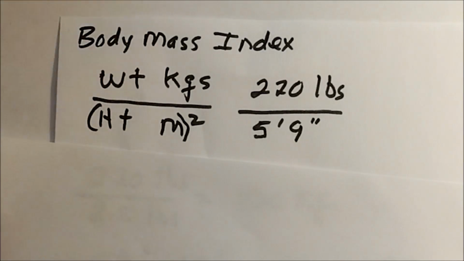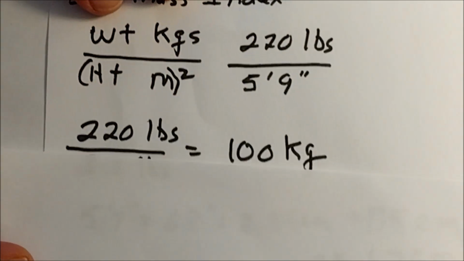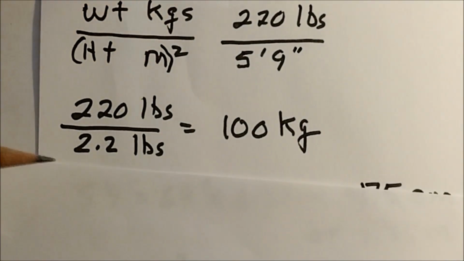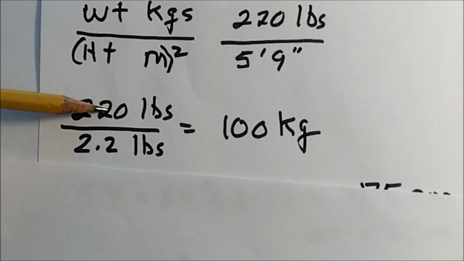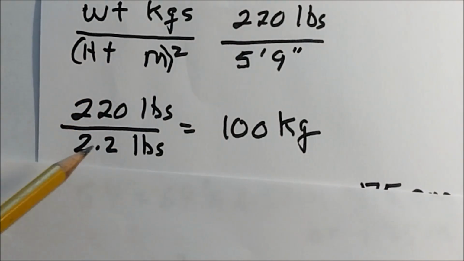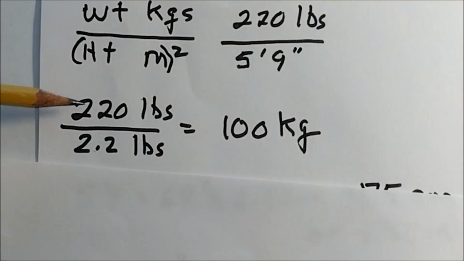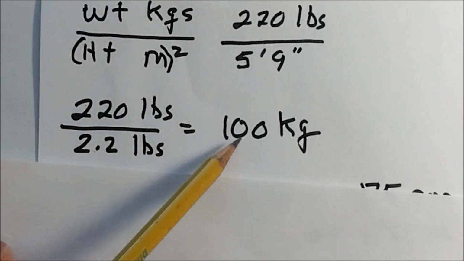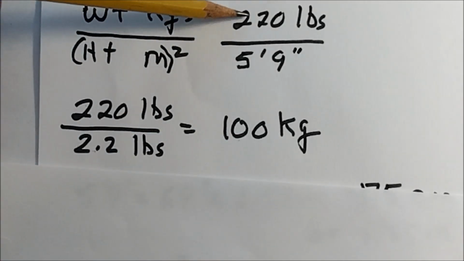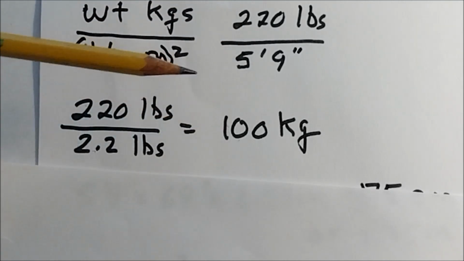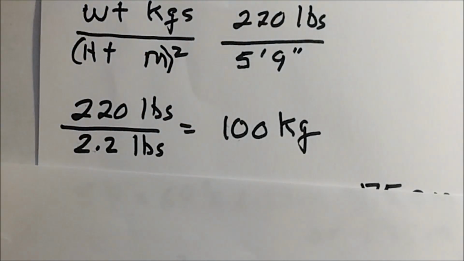Okay, now the next thing we have to do is change the pounds into kilograms, and you do that by dividing by 2.2, because there's 2.2 pounds in a kilogram. So 220 divided by 2.2 equals 100 kilograms. This 220 pound person weighs 100 kilograms. So we got the first part up here.